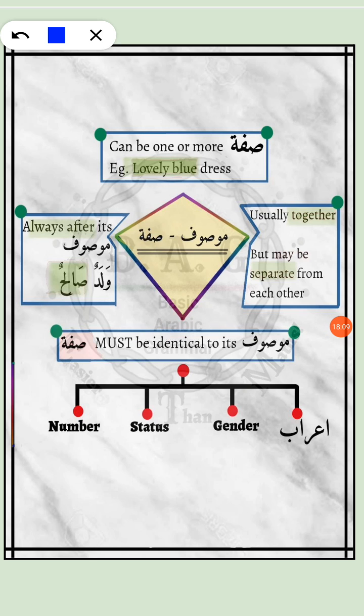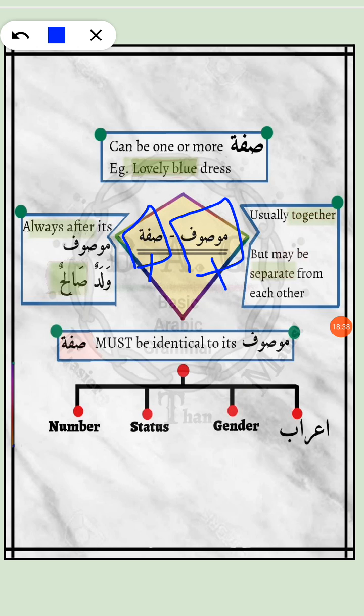All right, what was that? Musuf Sifa is an adjectival clause. Musuf is the one that is being described, and Sifa is your adjective. An adjective is a word that defines or describes an ism. So Sifa is the adjective, and Musuf is the one that is being described. Musuf of course comes first, and Sifa comes after Musuf.